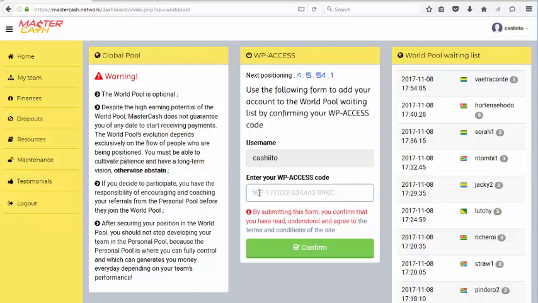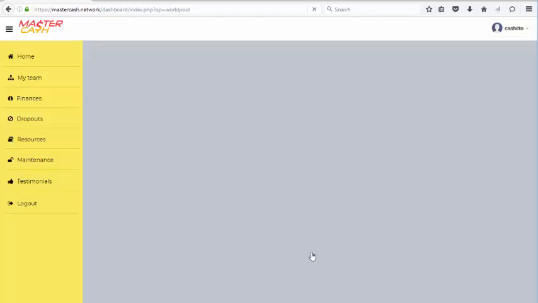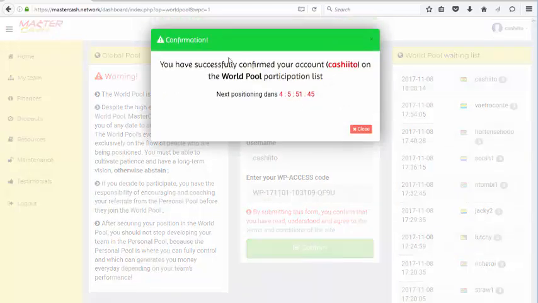So having purchased your global pool access code, you simply enter it here into the pool. There's the code. I click on this, it processes, and now you have successfully confirmed your account on the World Pool participation list. This doesn't mean you have gone into the World Pool yet. So now you're on the waiting list, and it still tells you the dates you are waiting for the positioning.